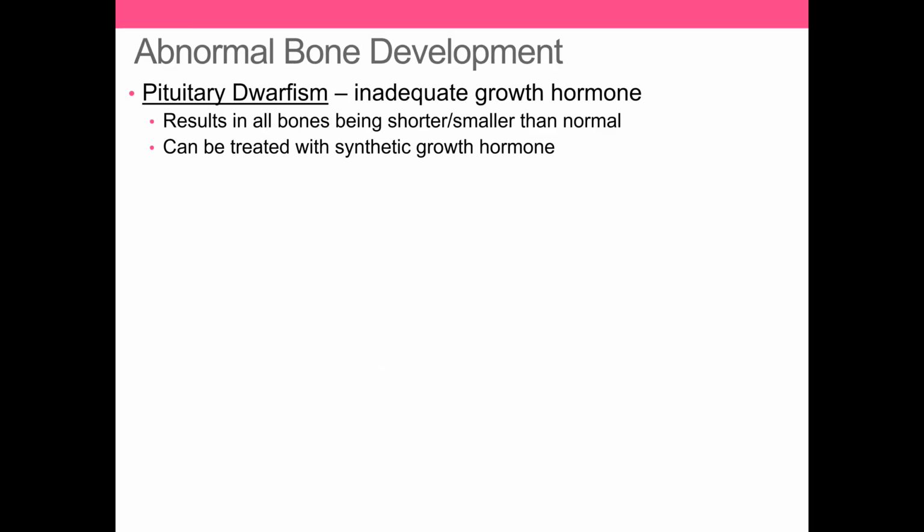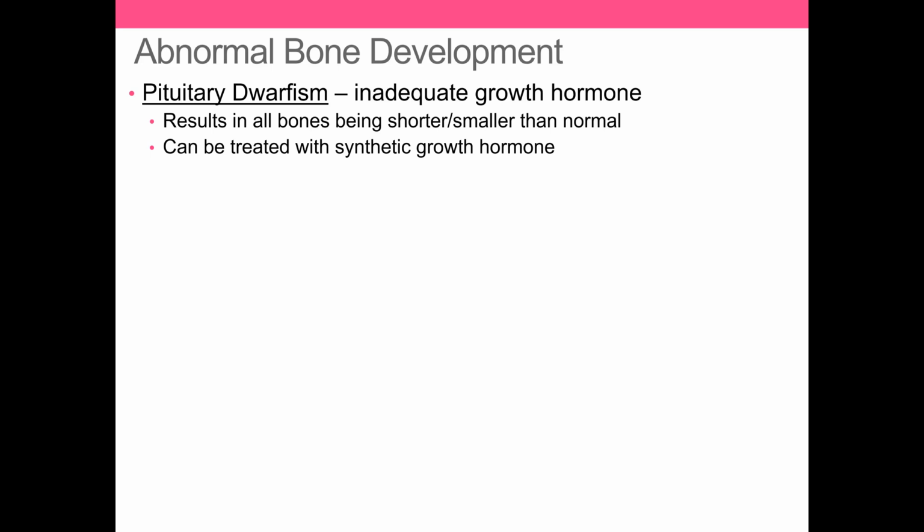And before we close out this section, we have a little part on abnormal bone development. So these are some conditions that can happen, for example, if certain hormones are out of whack when it comes to bone growth, or different mutations in your genes. So pituitary dwarfism is a type of dwarfism that's caused by an inadequate production of growth hormone in childhood.